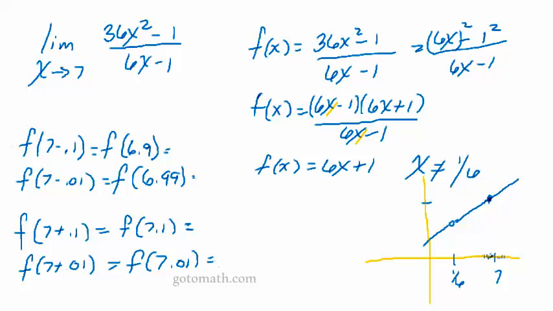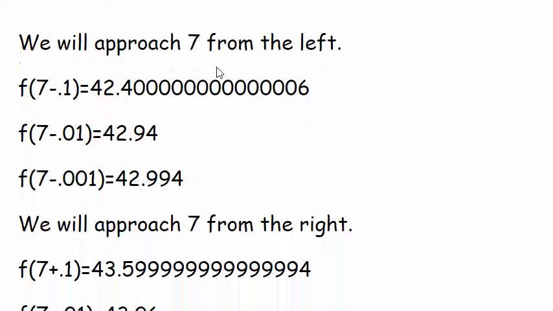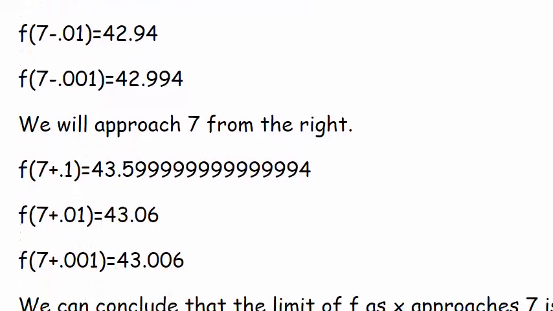Okay, so let's go back to the web page, and I'm going to hit help on this and see what it says. So we're approaching 7 coming in from the left hand side, right? 7 minus 0.1 gives 42.4, 7 minus 0.01 gives 42.9, and then 42.99. So we can conclude where this number is actually going, and it looks to me like it's heading towards 43 as we get closer and closer to 7 coming in from the left.